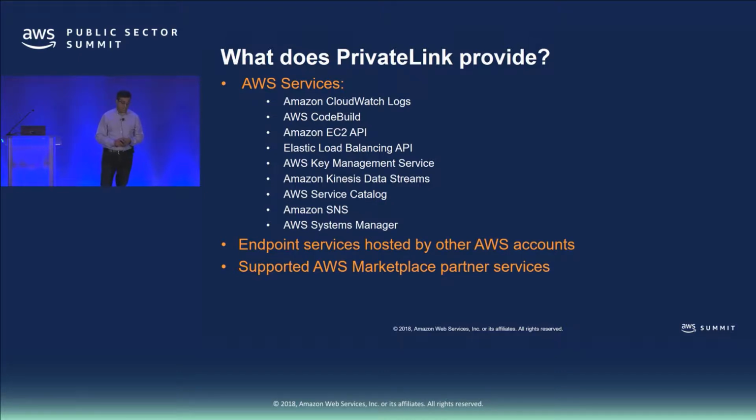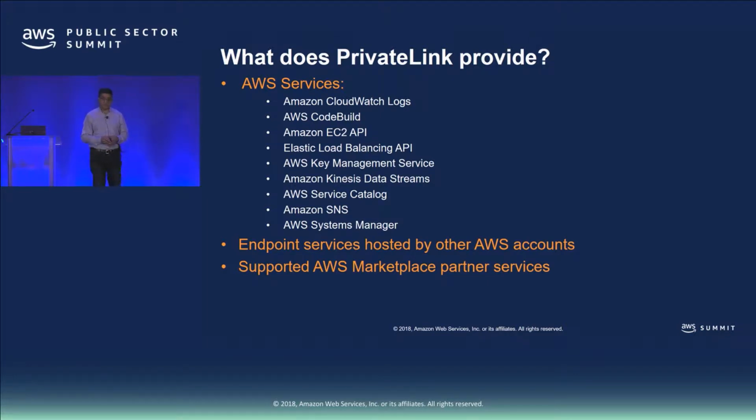The other type is services offered by other AWS accounts. So as an AWS user, you can create a service, put it behind a network load balancer, and enable the PrivateLink for the service, and offer this service to anyone on AWS. And there is a model for how you can control access to the service.